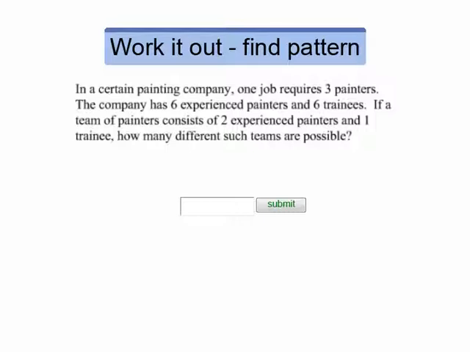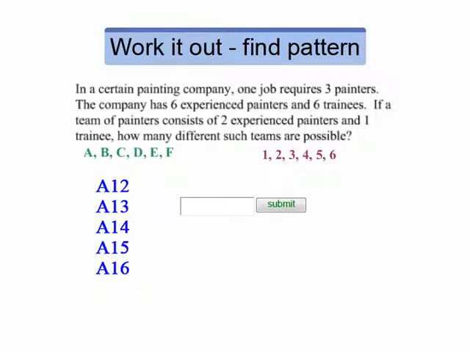The easiest way to do this is center on the 1. Let's say that we've got A, B, C, D, E, and F. Those are our 6 trainees. And our experienced painters are 1, 2, 3, 4, 5, and 6. Set it up, work it out till you find a pattern. A could be with 1 and 2, 1 and 3, 1 and 4, 1 and 5, and 1 and 6.